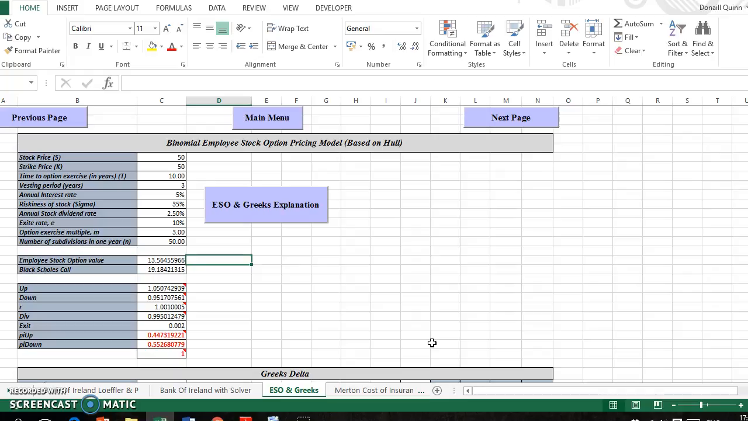So in this part I set out to compute the delta and vega values for employee stock options using VBA code. The movements are captured by the following parameters here: up, down, with pi up being the risk neutral up probability, and pi down is the risk neutral down probability.